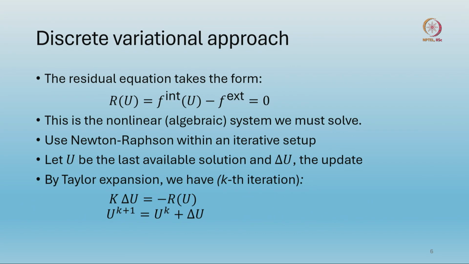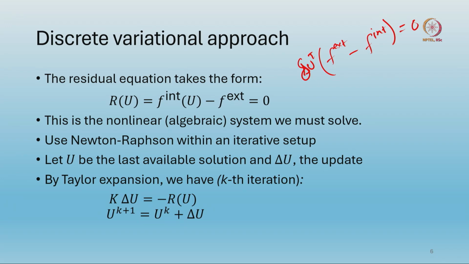So therefore the residual equation takes the form, this is called the residual, because now you take delta U transpose common: F external minus F internal is equal to 0. So delta U is entirely arbitrary. This delta U is basically a virtual variation, so let us call it that way.